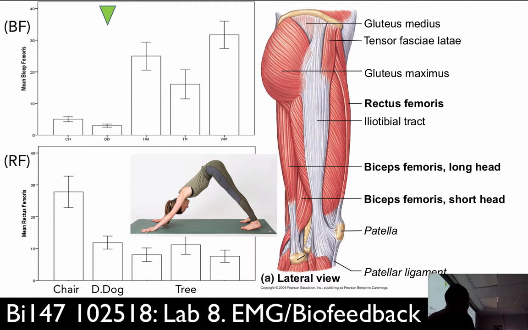You don't need that quad to flex the hips, and a lot of times people aren't thinking about it when they're in downward dog, that those kneecaps are not being raised, are not being pulled up. But if you do that, it will help release the hamstring. All right?